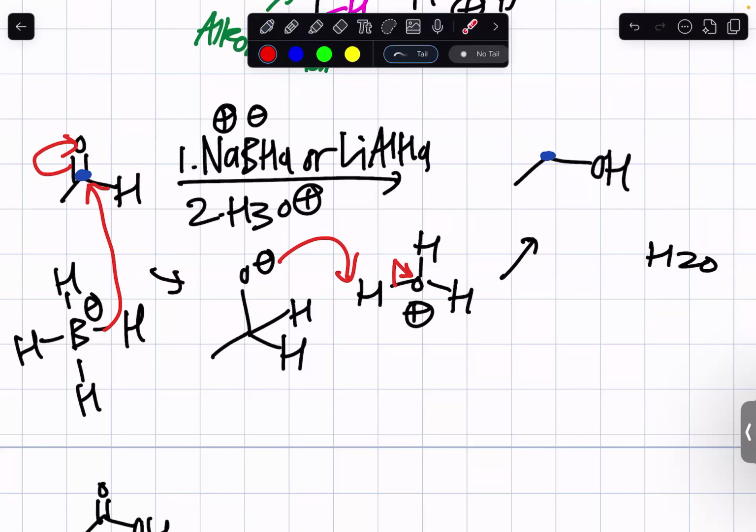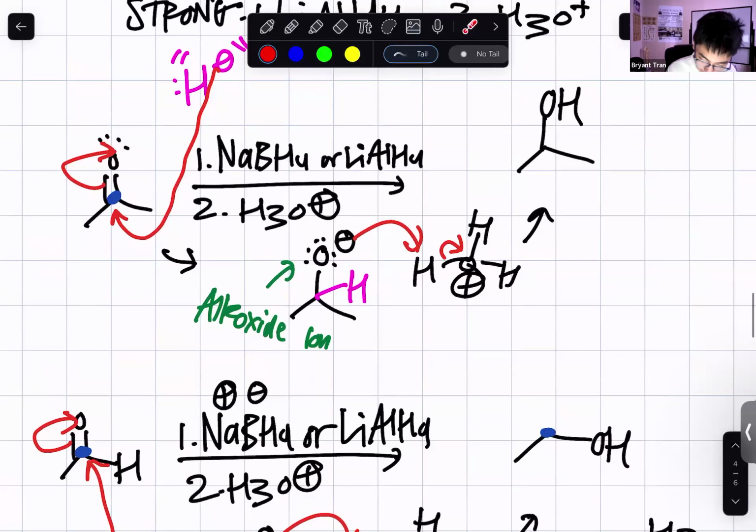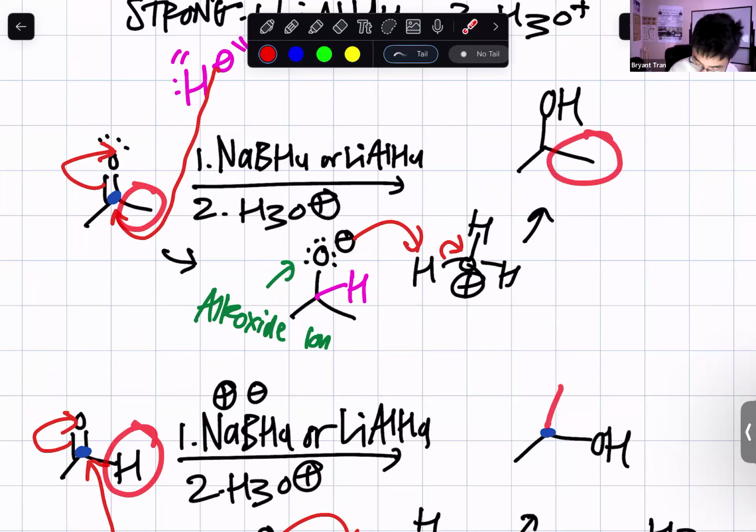So it's literally just the same mechanism. Right. Same mechanism as the last case, but instead of this R group here, we have a hydrogen. So instead of that R group there, we have a hydrogen like that.